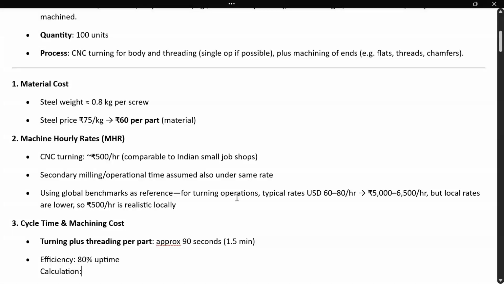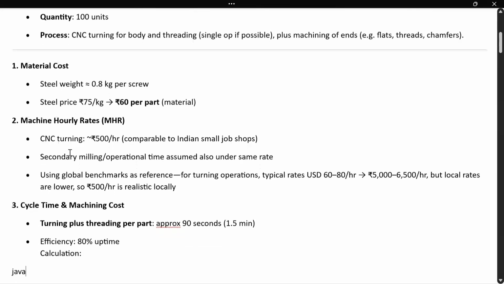Now the material cost. The steel weight is 800 grams, that is 0.8 kg per screw. The steel cost price is 75 rupees per kg, so 75 into 0.8 gives 60 rupees per piece. Now the machine hourly rate: the CNC turning rate is 500 rupees per hour, comparable to Indian small workshops.